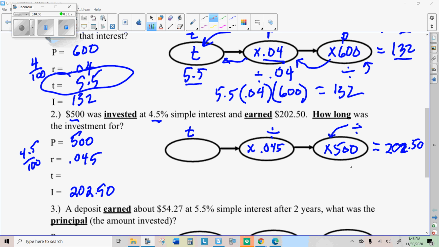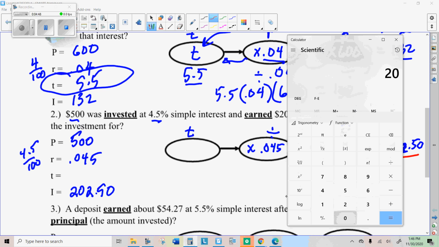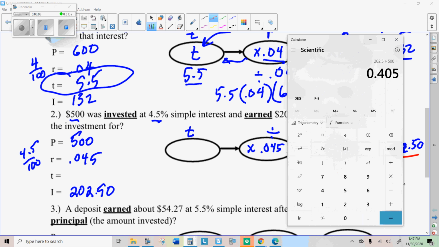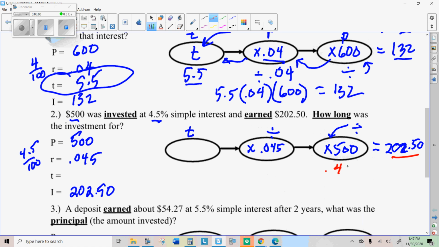Now, if you want to put those steps in as you go, when you're working backwards, you start with 202.50. And then you're going to divide that by your principal, which is 500. And if you want, you can write those down: 0.405. And then the second step is divide that by this number.